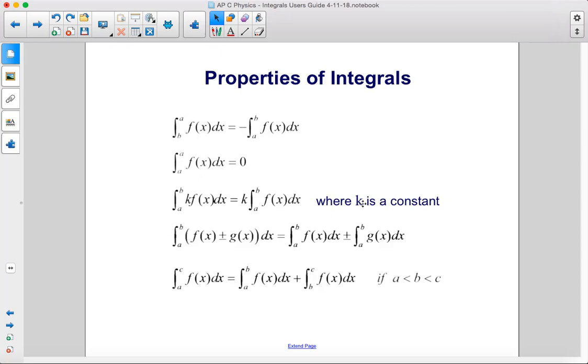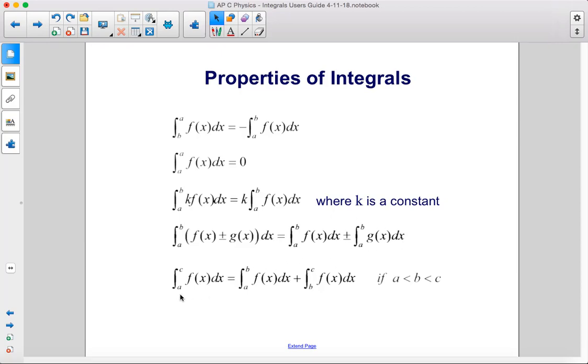Here we have a constant multiplied by the f of x. So we have the integral from a to b of k times f of x dx equals k times the integral. So you can just move this constant out front. Here we have the addition or subtraction of functions. So this is the integral from a to b of f of x plus or minus g of x. You can just separate them into two parts. So you can take the integral of the first function plus or minus the integral of the second function.